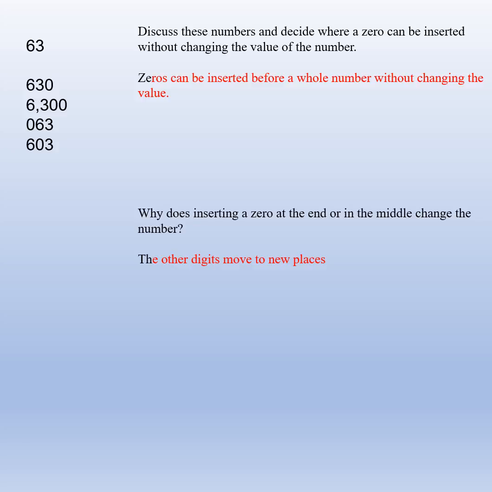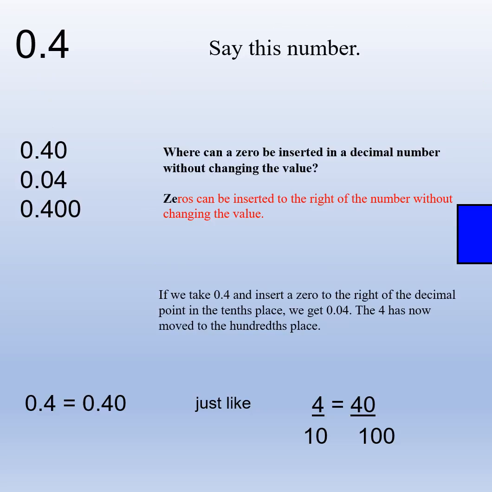As you can see, we can add zeros before numbers without changing the value. That isn't true for other places. This is also true for adding zeros at the end of a decimal number, as you will see in the next slides. Say this number. Where can you put a 0 without changing the value? Zeros can be inserted to the right of any decimal number without changing it.